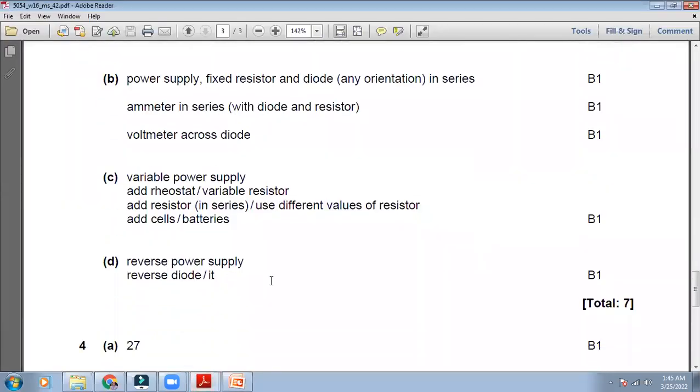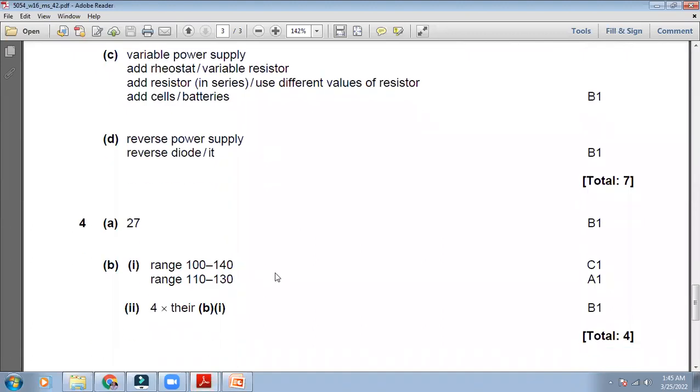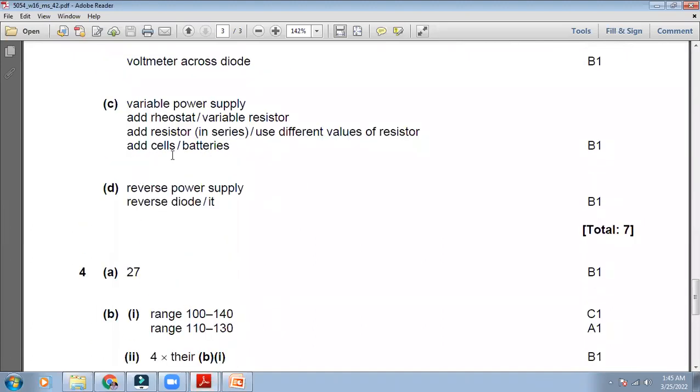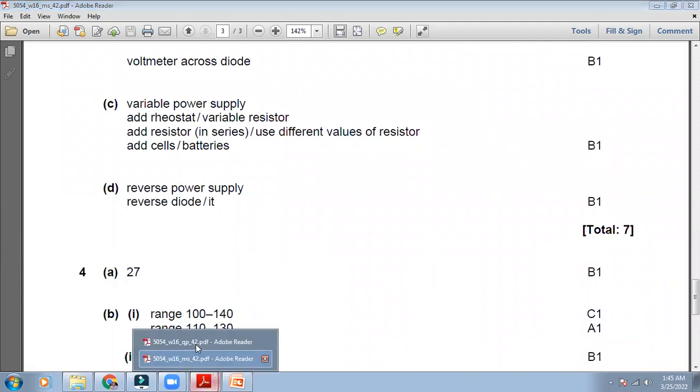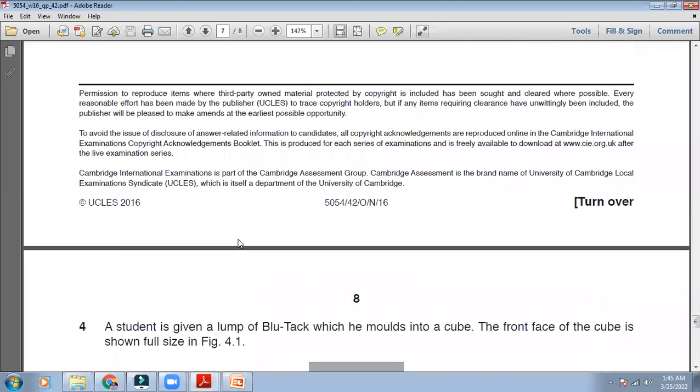So reverse the power supply, reverse the diode. Yes, you can also reverse the diode, and the current will become zero.